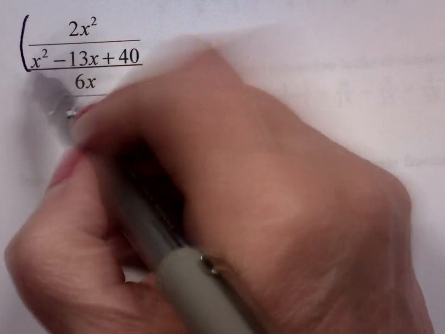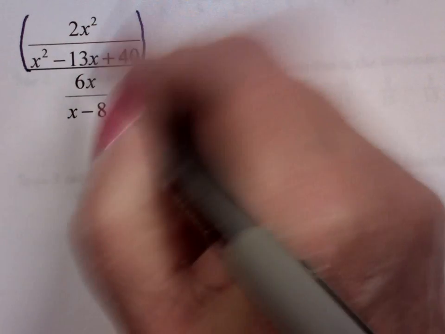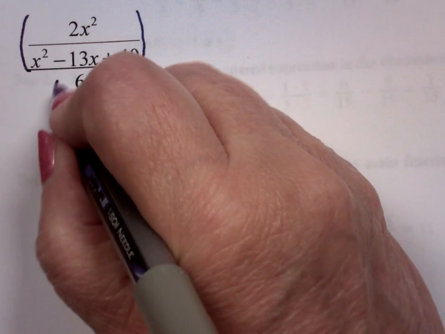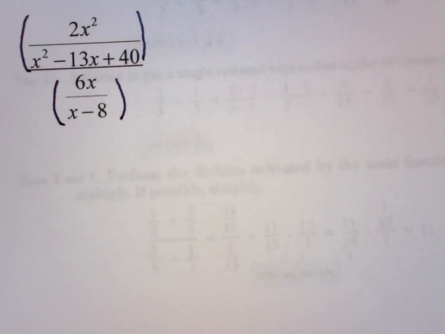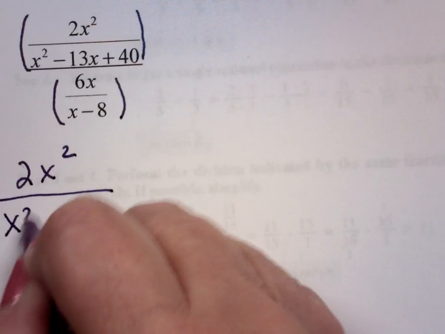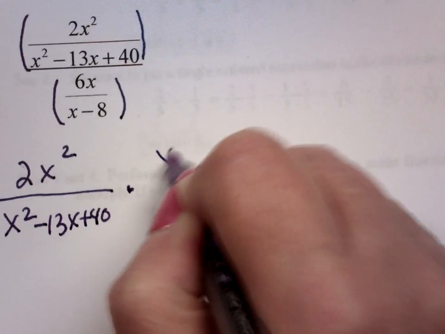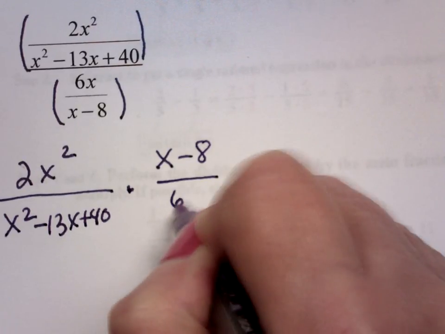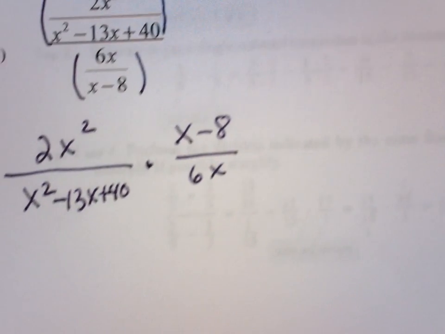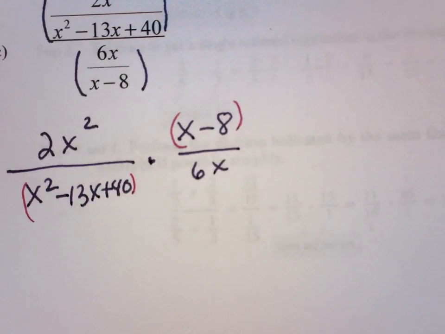And there's your numerator. If I put that in parentheses, it's a monomial. It's only one term. It's really not a monomial, it is a single term. And that's a single term, right? So we need to just invert and multiply. So 2x squared over x squared minus 13x plus 40 times x minus 8 over 6x. Remember, that's a set of parentheses because of additions and subtractions.